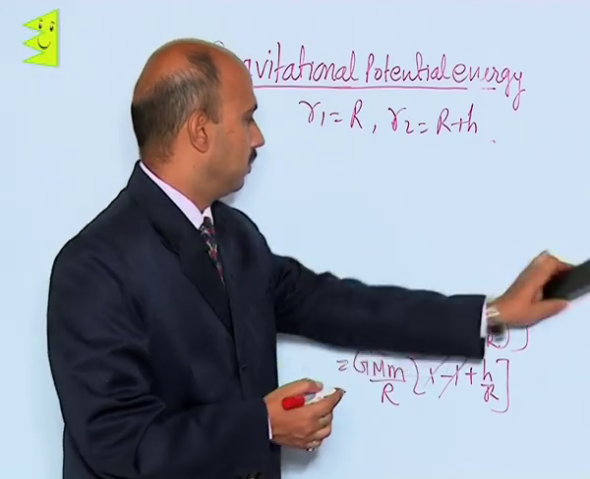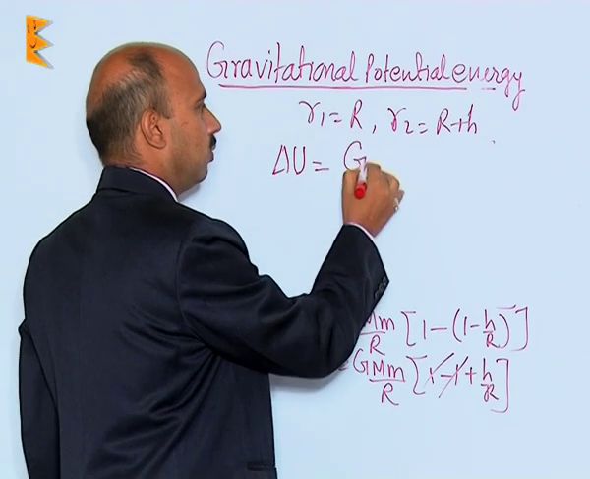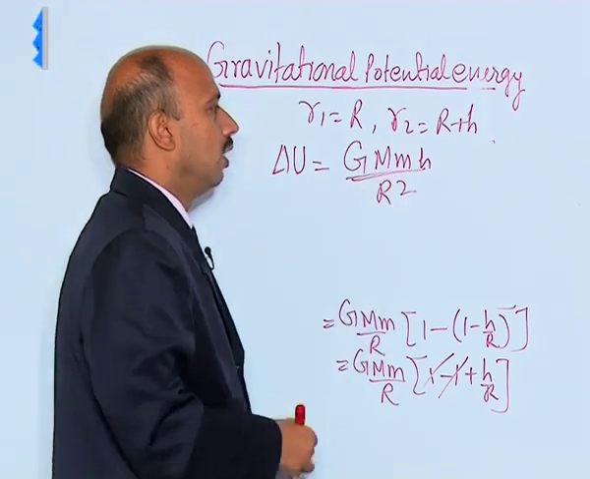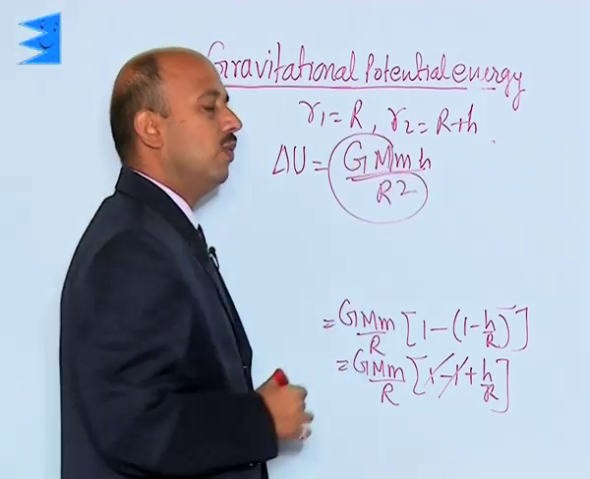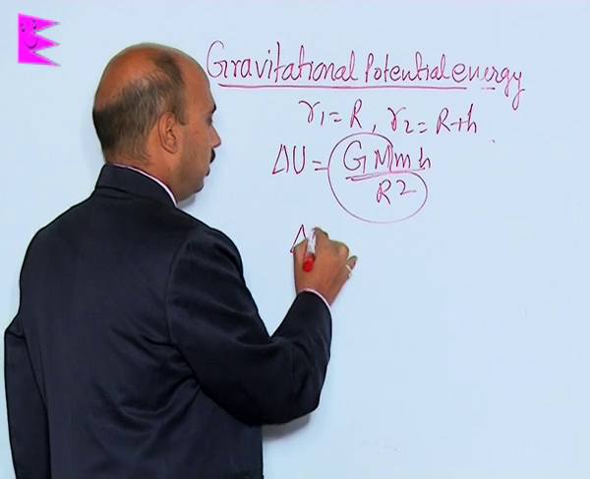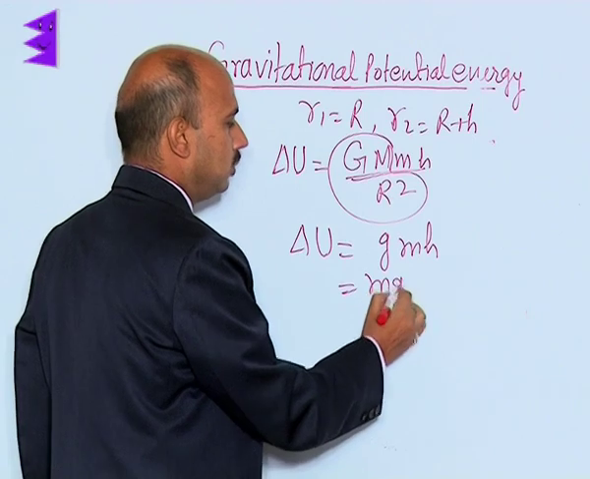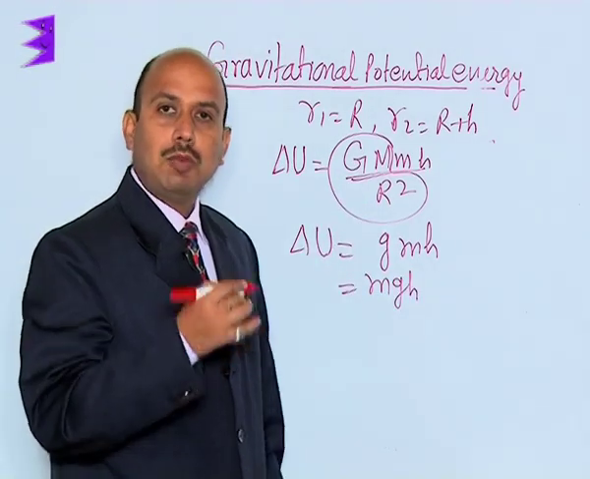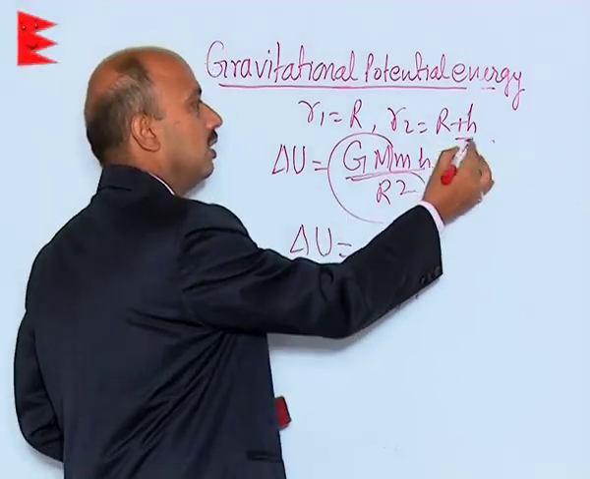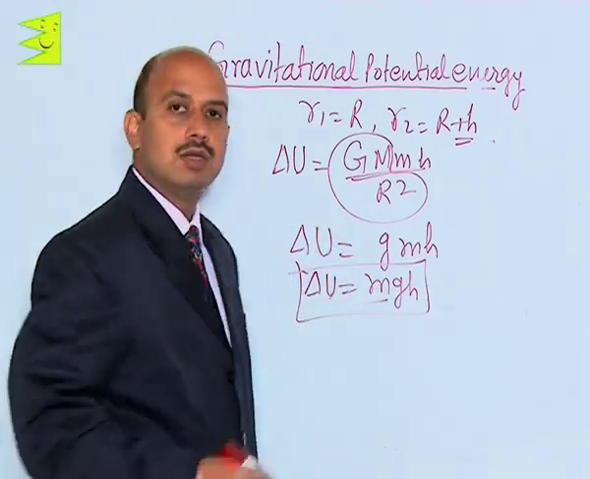Basically, this is coming: delta U, that is the change in potential energy, is equal to G M m h upon R square. Now, you know that GM upon R square is equal to the acceleration due to gravity. So we can write here g m into h, that is actually mgh. So, when a body of mass m is lifted from the surface of the earth to height h, the change in potential energy taking place is equal to mgh.